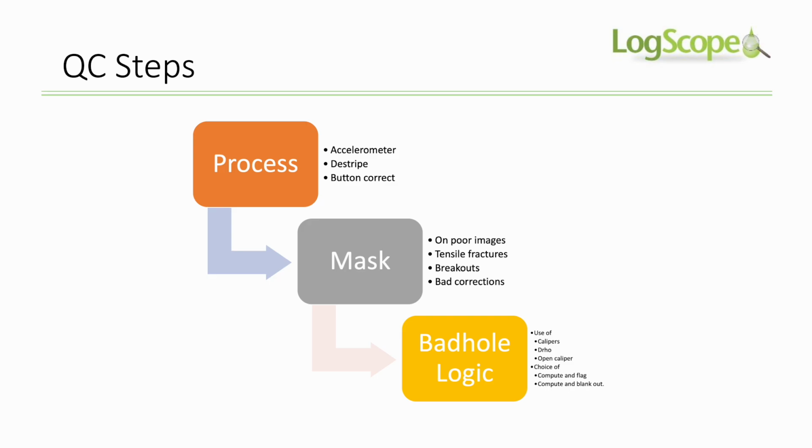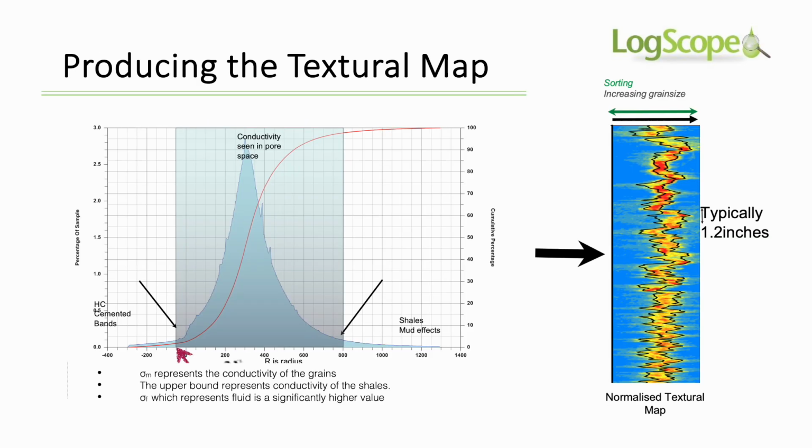So the processing involves accelerometer correction and so on for the image. We then mask out bad features, and then we use a bad hole logic as well in the processing. Where we produce the textural map, we're taking the conductivity, and we're basically using a point close to but not including cemented bands, hydrocarbon and so on. And on the other side, maximum conductivity, we don't really want to get all the shales in there or the mud effects, so we choose a point there.